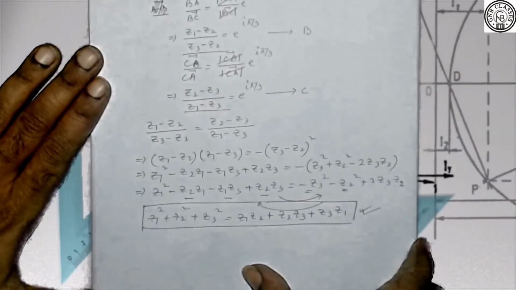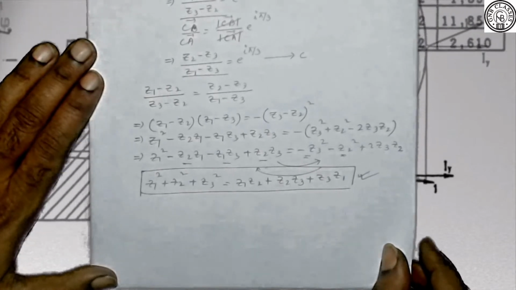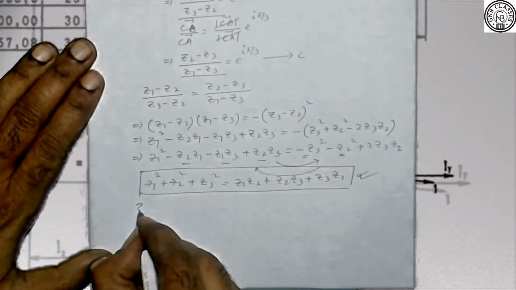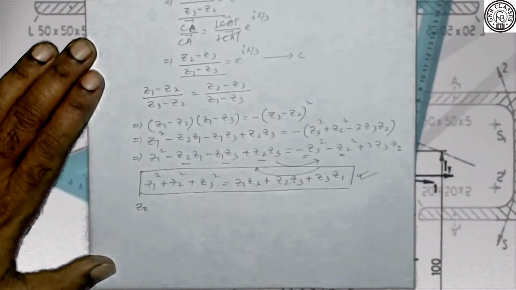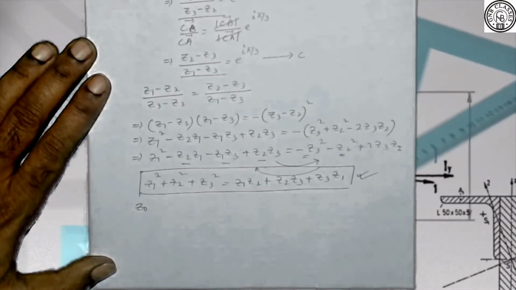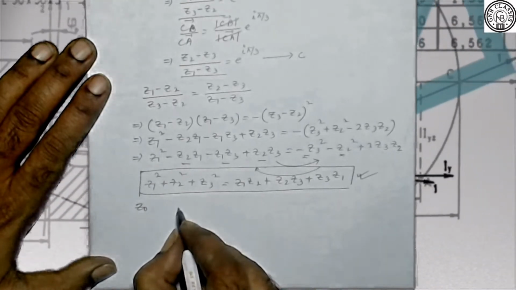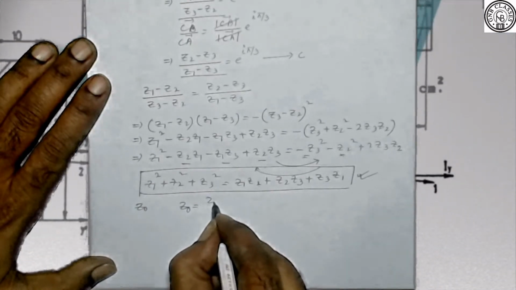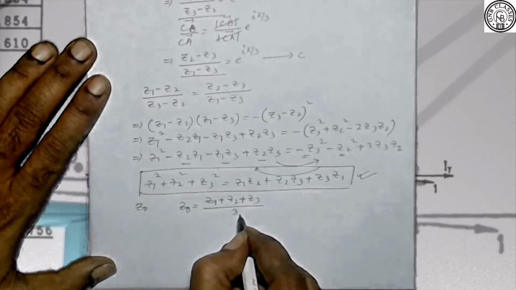Now let us say that the centroid of this equilateral triangle ABC be at the point whose position vector is Z0. Now the 3 vertices are Z1, Z2, Z3. Therefore, the centroid Z0 will be Z1 plus Z2 plus Z3 divided by 3. Tell me yes or no.